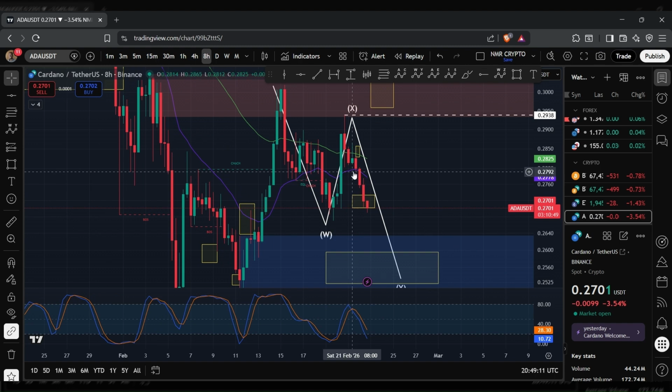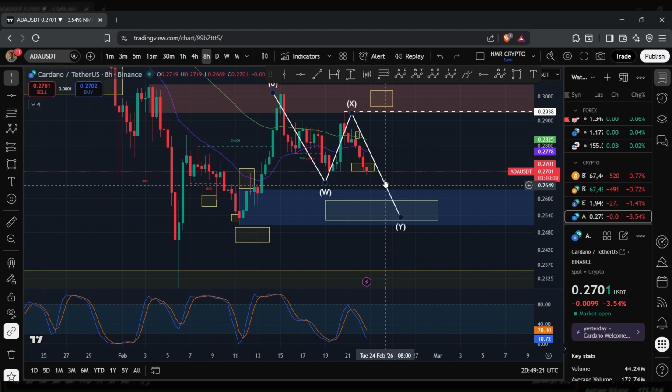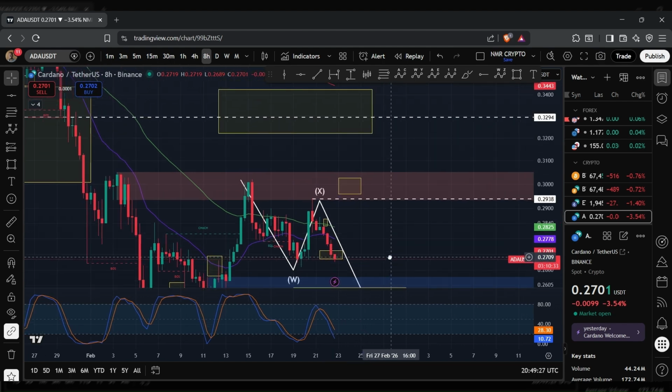And should that be the case, the 20 and the 50 EMA will be two key levels to be keeping an eye on. If we continue to get rejected at both EMA levels, that would then signal that we're bearish, and we'll see a continuation to the downside where the Y wave would then play out. However, if we were to breach above both the 50 and the 20 EMA, then this region will be one to be keeping an eye on.